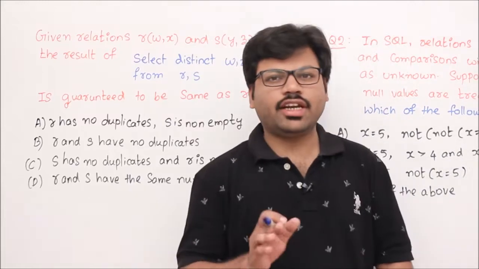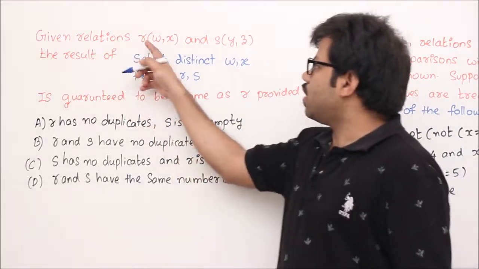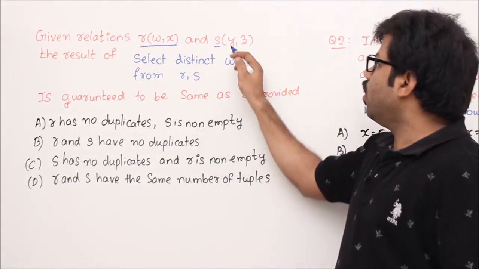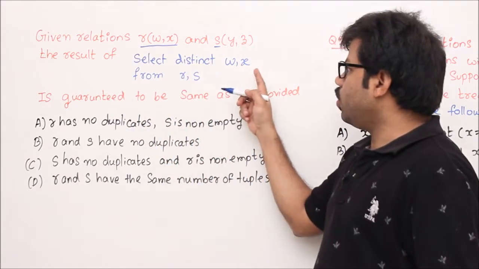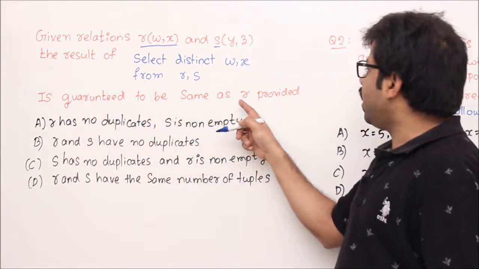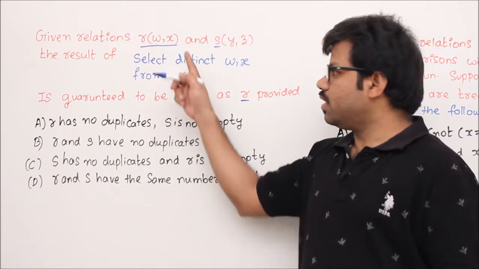Now we'll see GATE questions related to SQL one by one. Okay. The first question: given relations R(W, X) where W and X are attributes, and S(Y, Z) with attributes Y and Z. The result of select distinct W, X from R, S is guaranteed to be the same as R, provided. So stop the video and read the question.